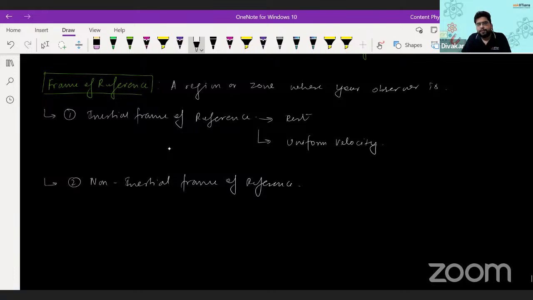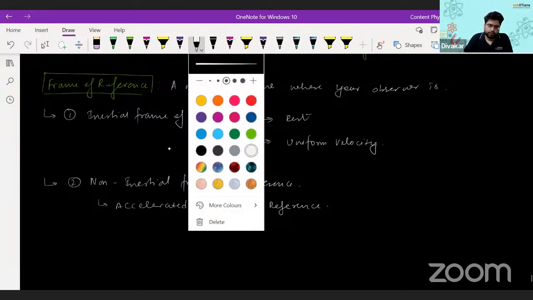So non-inertial frame of reference, in layman terms, you can say accelerated frame of reference. Now, the utility of this frame of reference you will study when I take the session on laws of motion. But understand, Newton's laws of motion are not applicable for non-inertial frame of reference. That is why non-inertial frame of reference is super important. So just as a hint, I'll write here, we'll do the explanation when we'll study Newton's laws of motion.